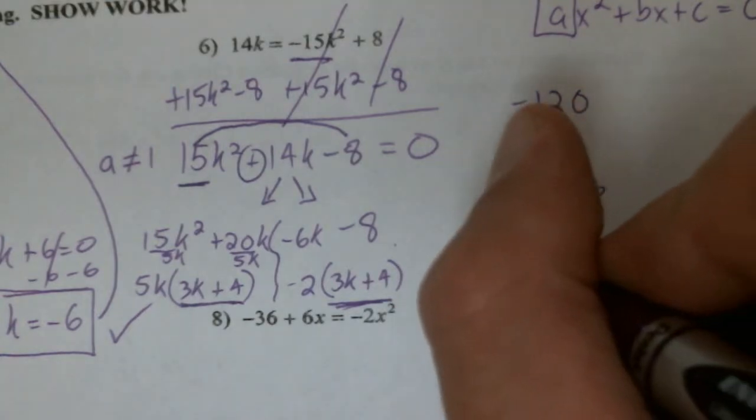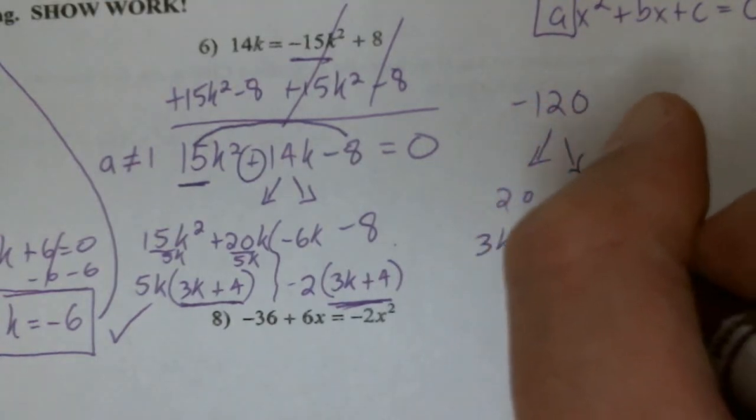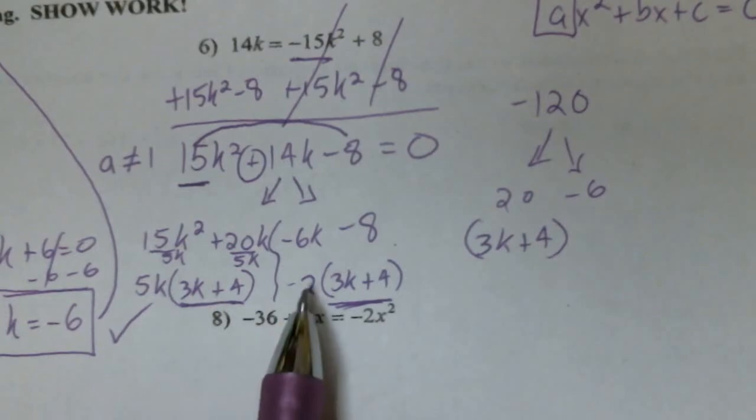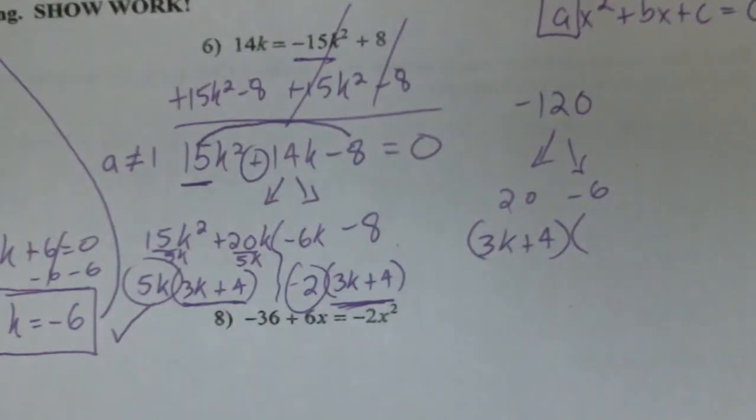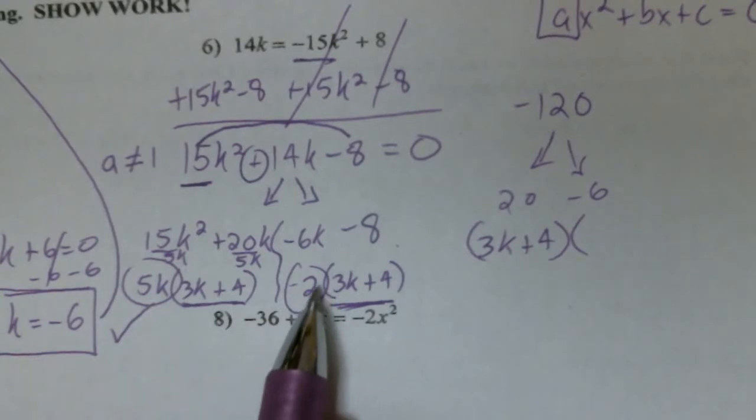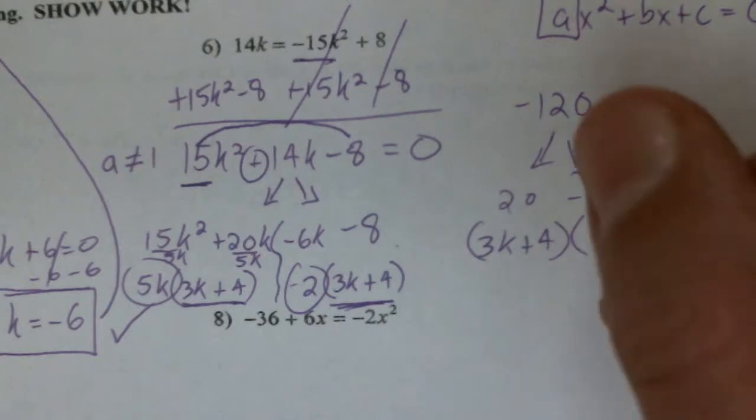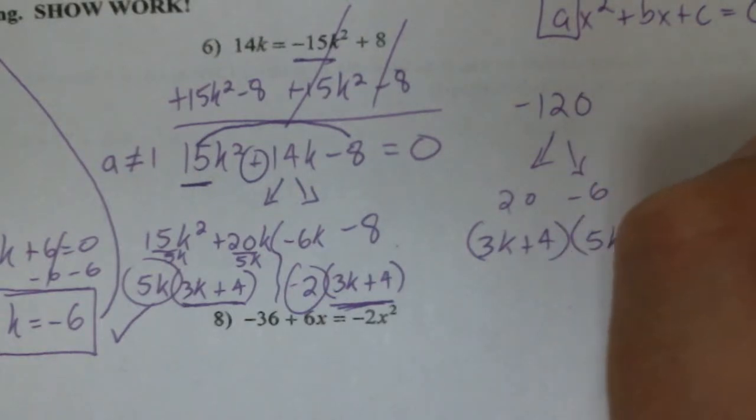So one of my factors is 3k plus 4, the matching binomial. My other factor is going to be the stuff left over outside the parentheses. I've got 5k, and there's no sign there, of course, that's understood to be a positive. But there's a negative, so it's going to be 5k minus 2.